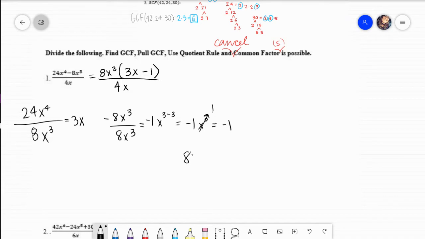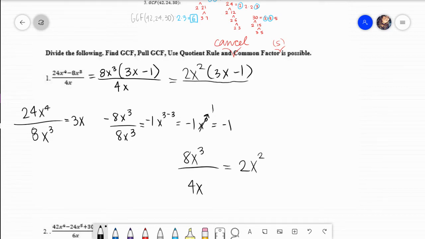So come right here, 8x cubed divided by 4x. 8 divided by 4 is 2. Signs are the same, so it's positive. X cubed divided by x is keep and subtract. So in my numerator, I have 2x squared. And then in parentheses, I still have 3x minus 1. Do you notice how I no longer have anything in my denominator? So I actually don't need that fraction bar.